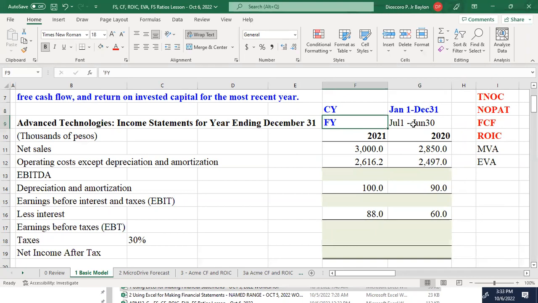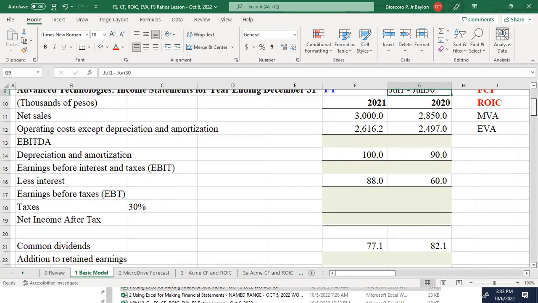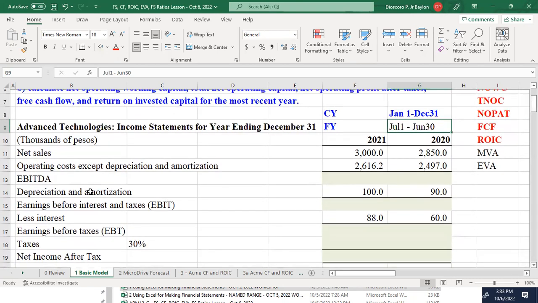And this one, other than this date, you have your fiscal year, FISCAL. So any date other than January 1 to December 31, okay, fiscal year ang tawag. Okay, so we have now the financial statements for advanced technologies. Now take note that this is a different type of income statement.